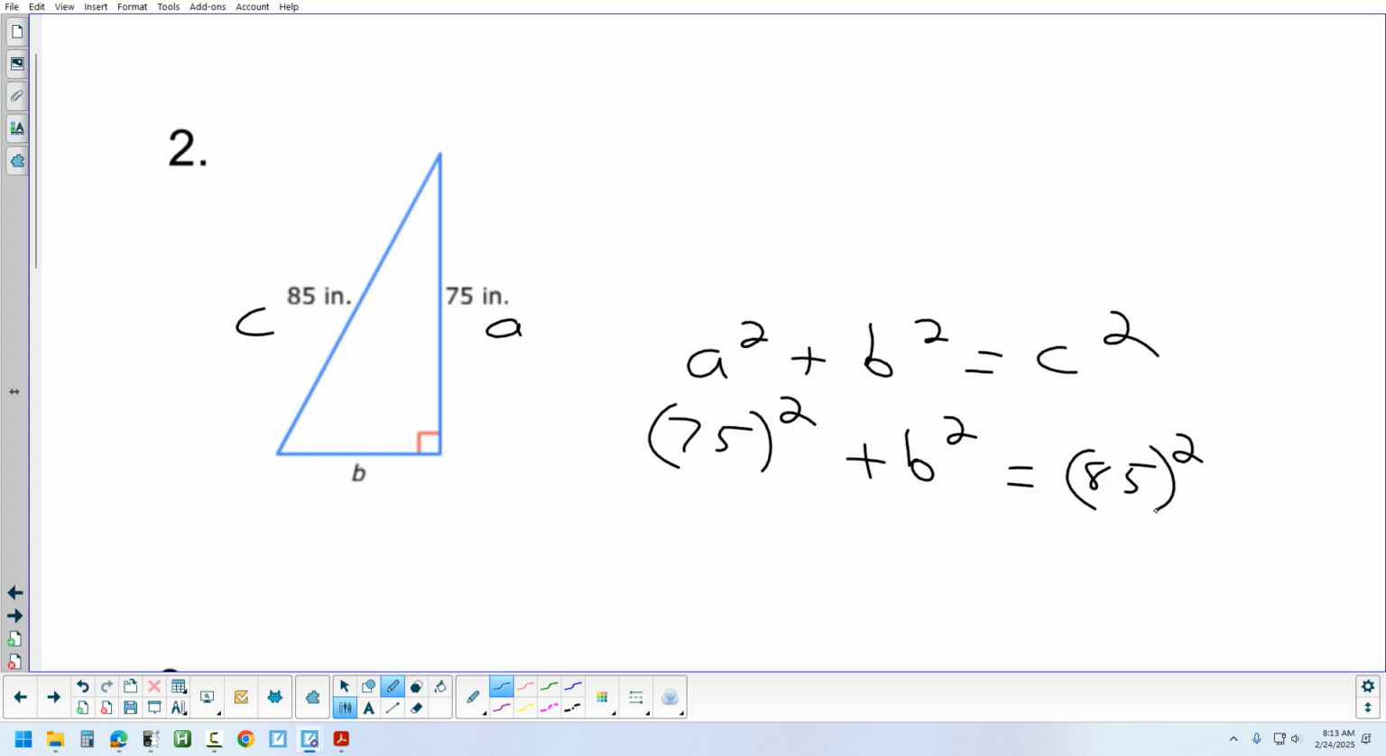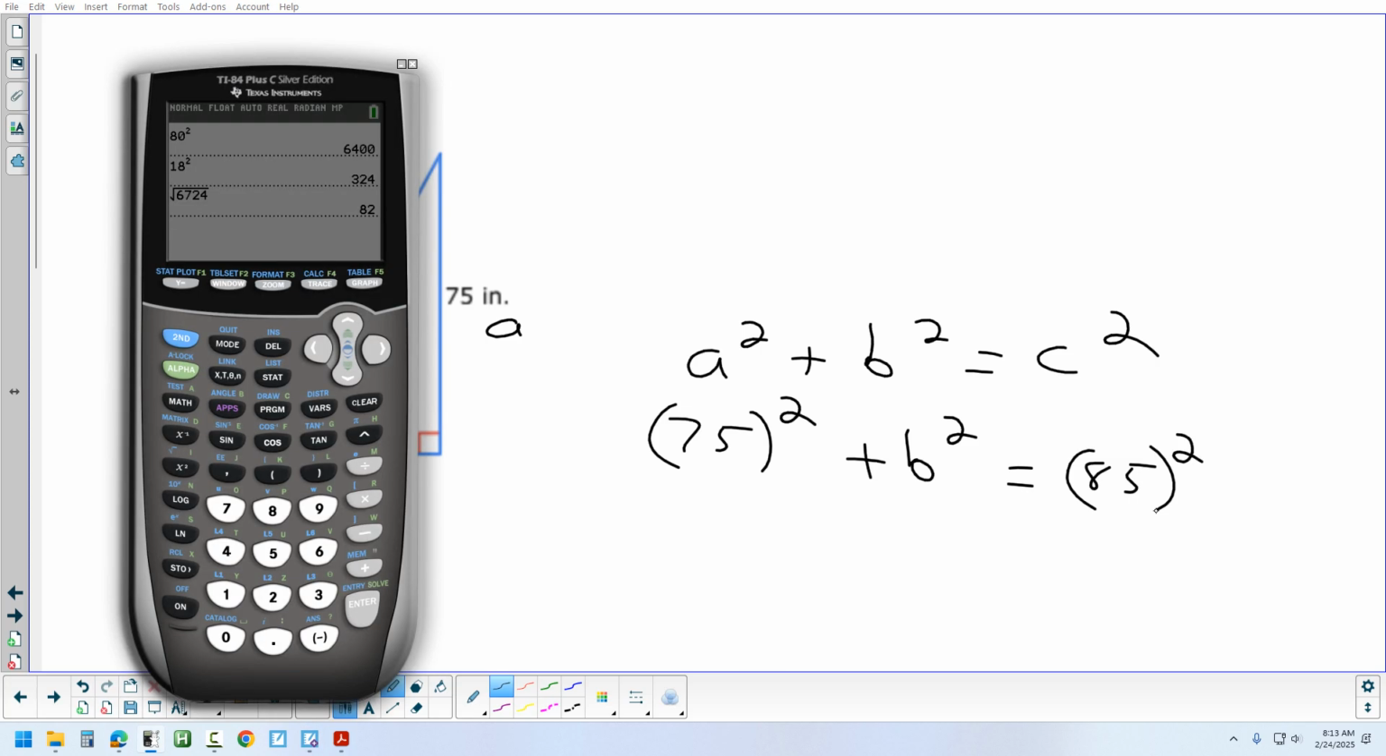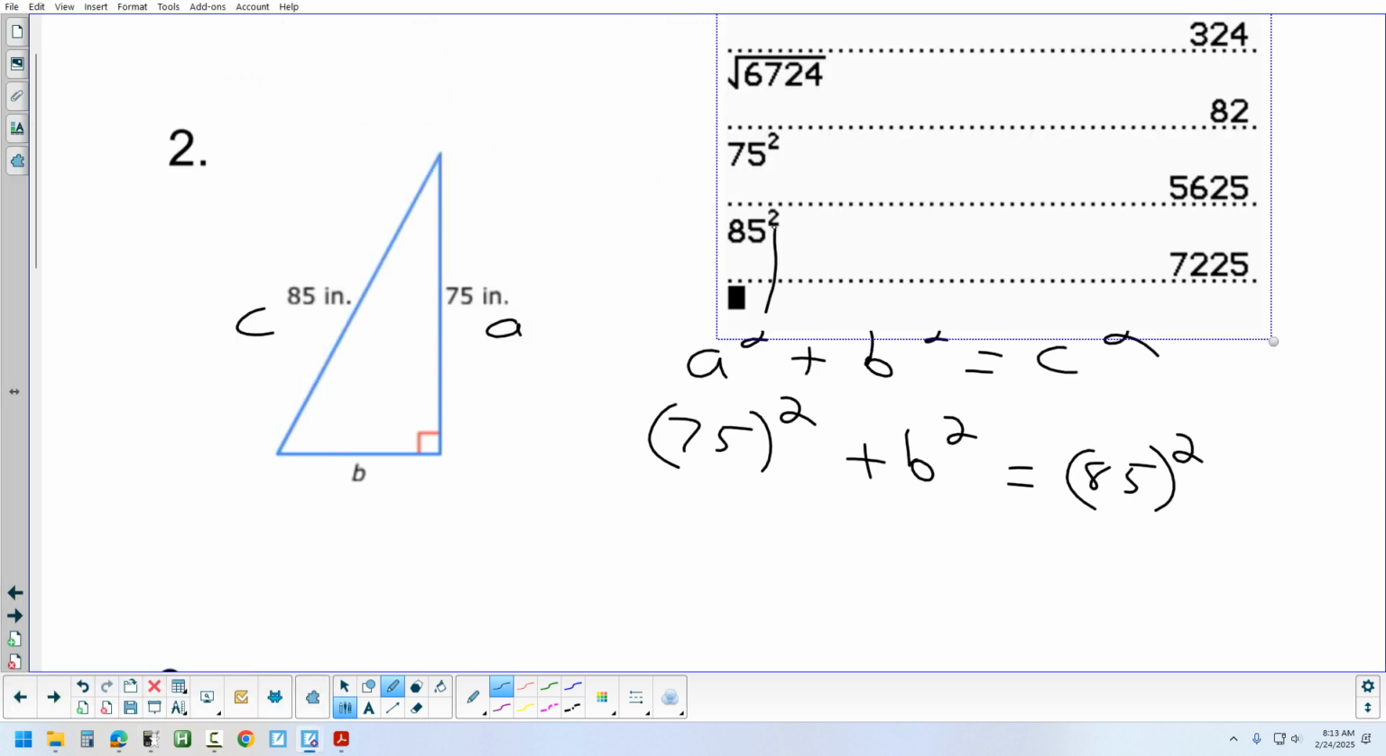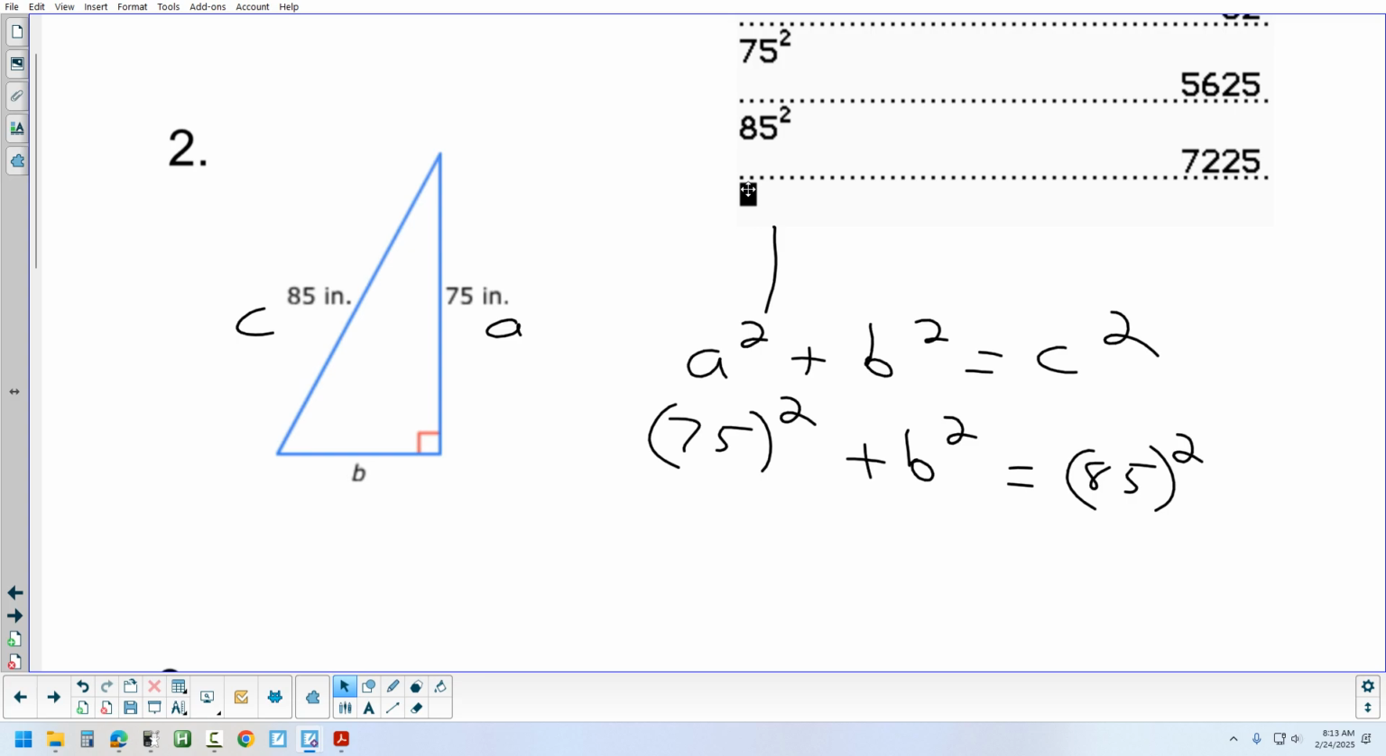Okay, another thing that will not come up in these kinds of problems are negative numbers, because we're talking about the length of something. And when you're dealing with length, length can't be a negative number. It can be a decimal, but it won't be negative. All right, so let's do 75 squared. Let's do 85 squared at the same time. All right, so we got both of those. Just put those up there. Okay, so 75 squared, 5625 plus b squared equals 85 squared is 7225.